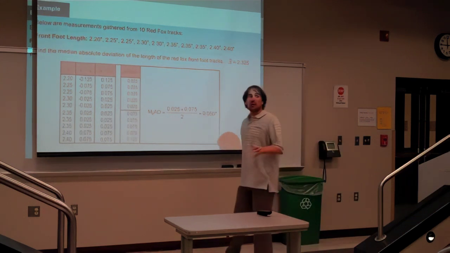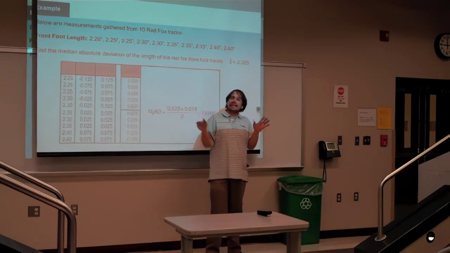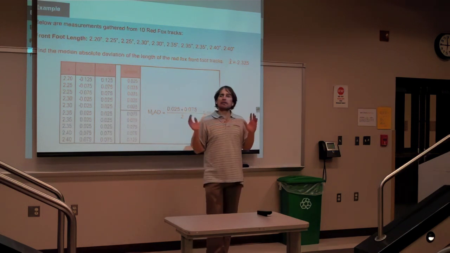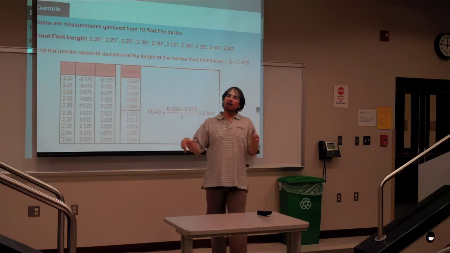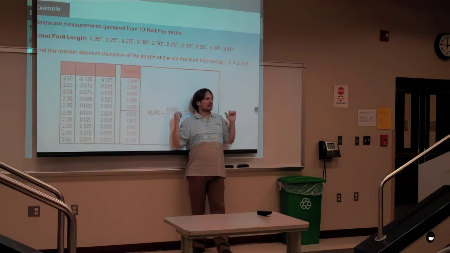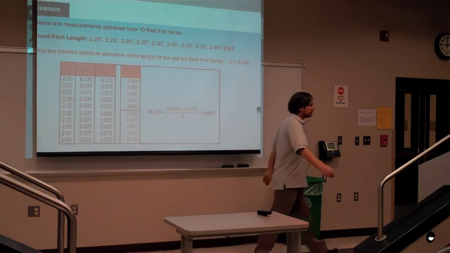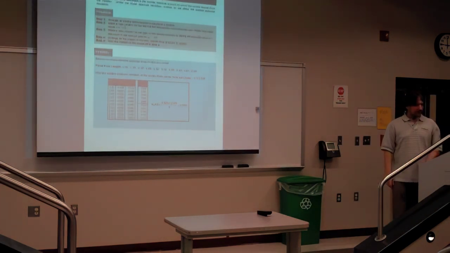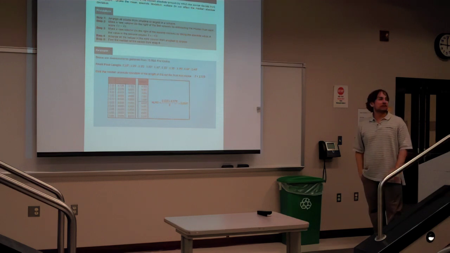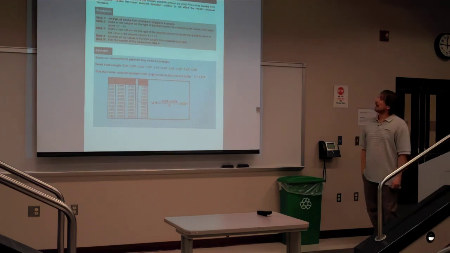Now, if there's no extreme values, then the mean typically is going to give you a better indication of how spread out the data is. We only are going to use this if we have some extreme values. All right, so that's the median absolute deviation, or M with a little d.